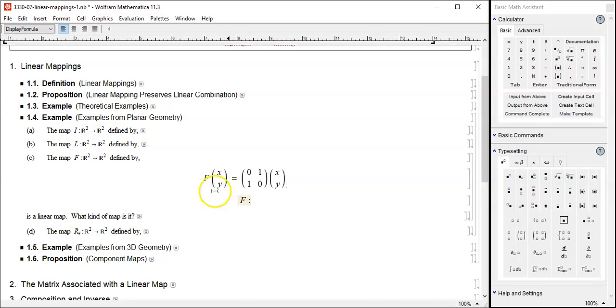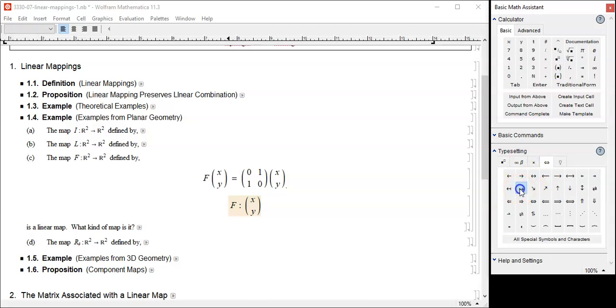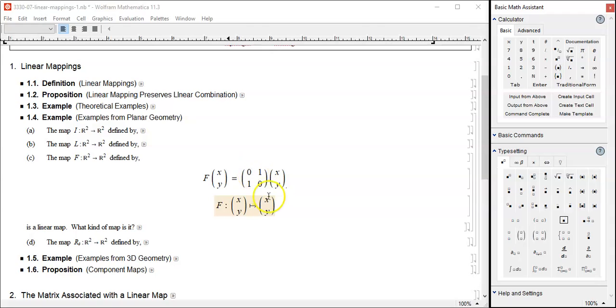F is sending this matrix xy to, see, we are doing elements, so I'm going to use this arrow. And then let's do the matrix multiplication. So 0 times x, so 0x plus 1y. And then down there, 1x plus 0y, isn't it? So it can be simplified into, oh, this is just y. The first component is just y, and the second component is x.